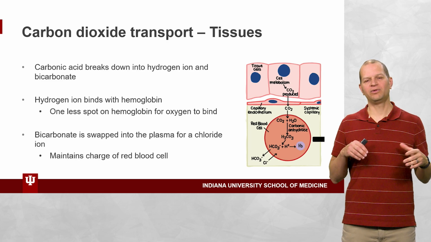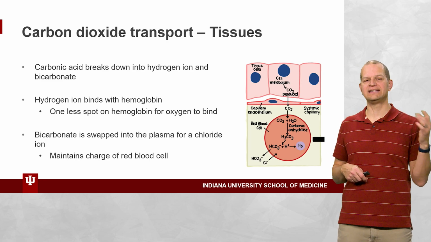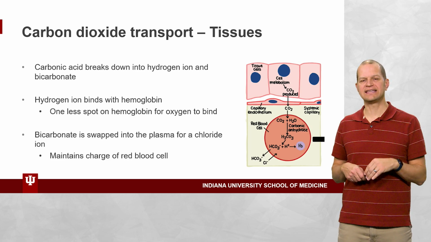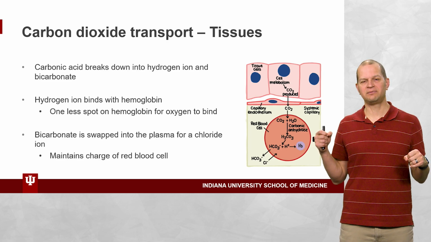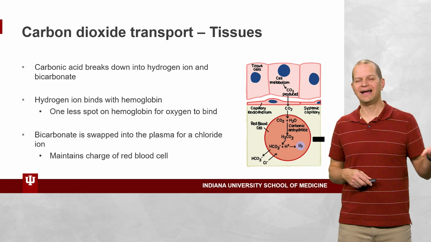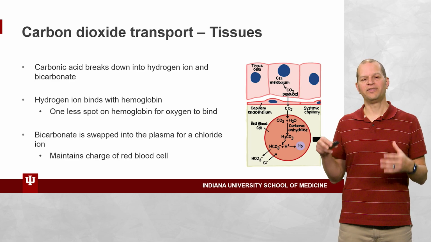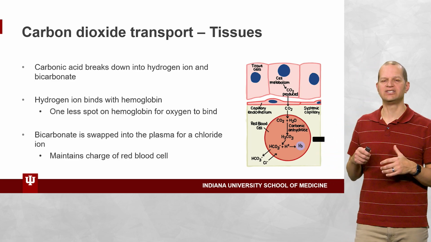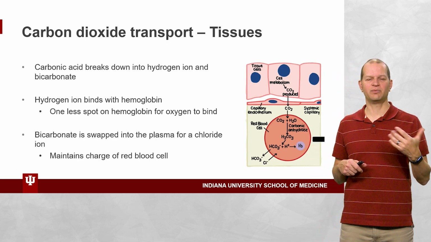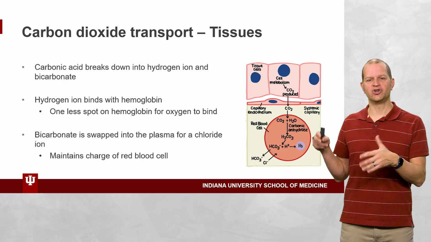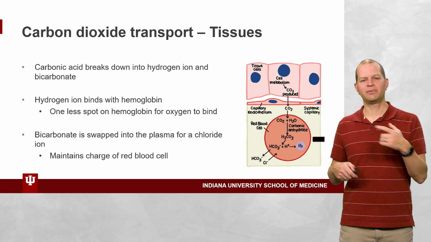That bicarbonate will then leave the red blood cell. It's pumped into the plasma, or diffuses into the plasma, but in order for it to go into the plasma, it needs to be exchanged for a chloride ion. Bicarbonate has a charge of -1, chloride has a charge of -1. What this ultimately does is make sure that we don't change the charge of the red blood cell, because if we change the charge, we can change a bunch of other things. So there's no change in charge, say that 10 times fast, when we exchange bicarbonate for chloride.